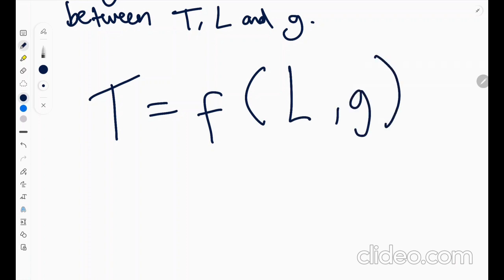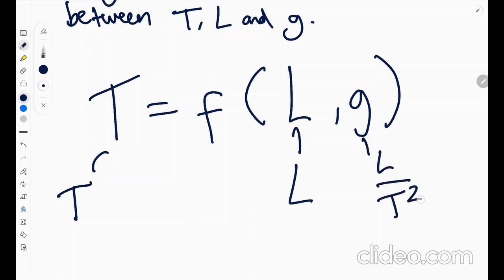Let's have a look at the dimensions of each part of our equation. t will obviously have dimension T, L has dimension L, and acceleration due to gravity has dimension L over T squared. The principle of dimensional homogeneity tells us that the left side of this equation must have the same dimension as the right side of this equation, which means the right side of this equation must have dimension T. So we need to find a function f that gives this a dimension T.